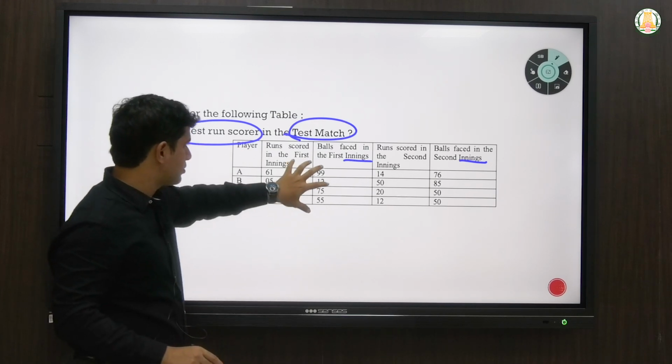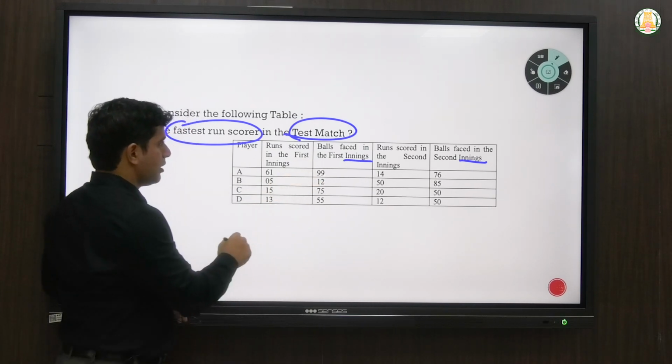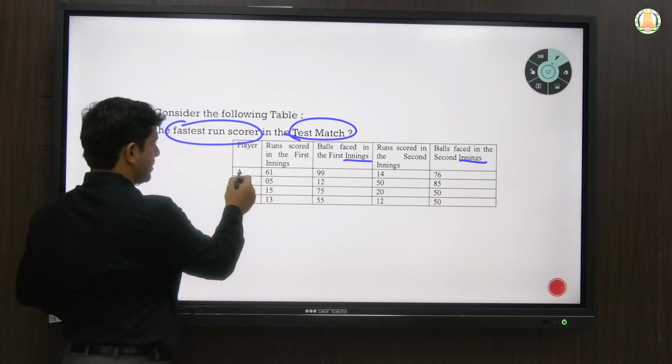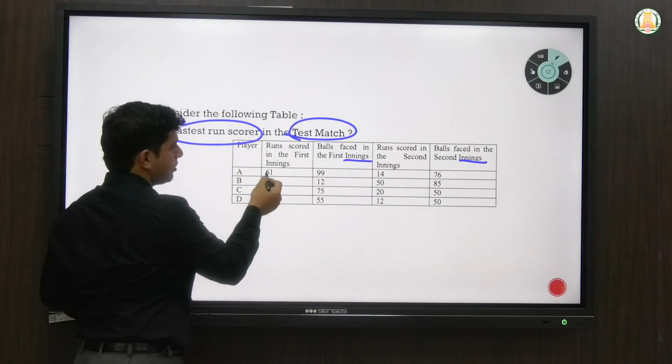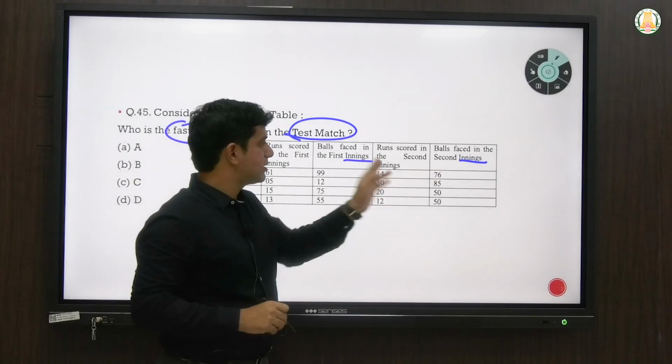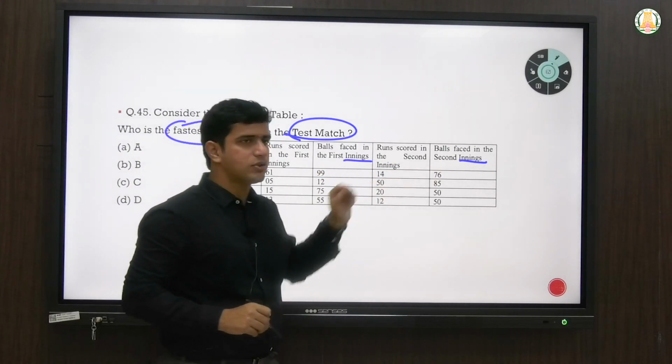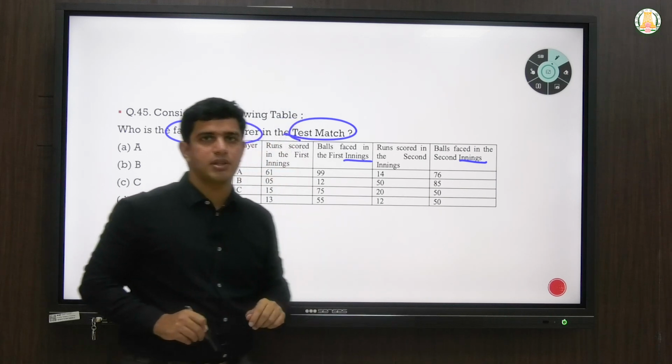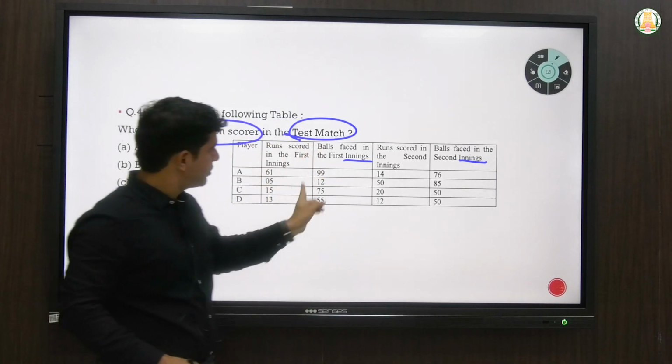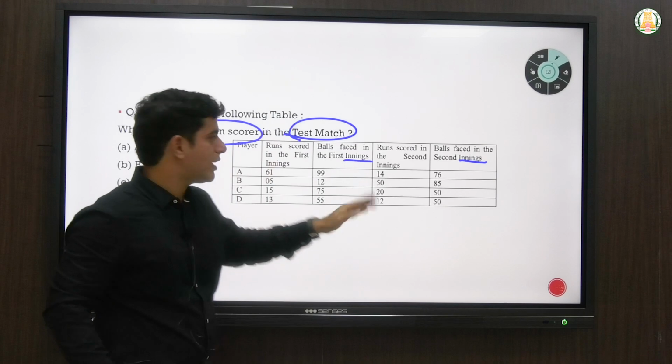Normally people will wonder, because if you see the example of, let's say, this person A. Here in almost 100 balls he scores 61, whereas in 76 balls he scores 14. So here he is faster, here he is slower. So which one to take will be a confusion generally. But since he says match, you have to calculate for the entire match. So you have to add up.